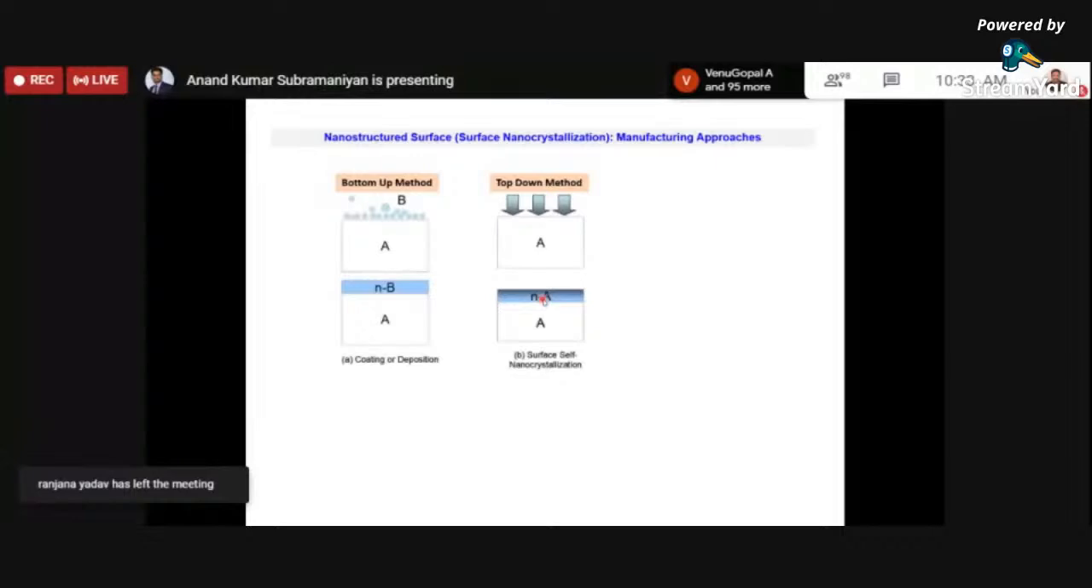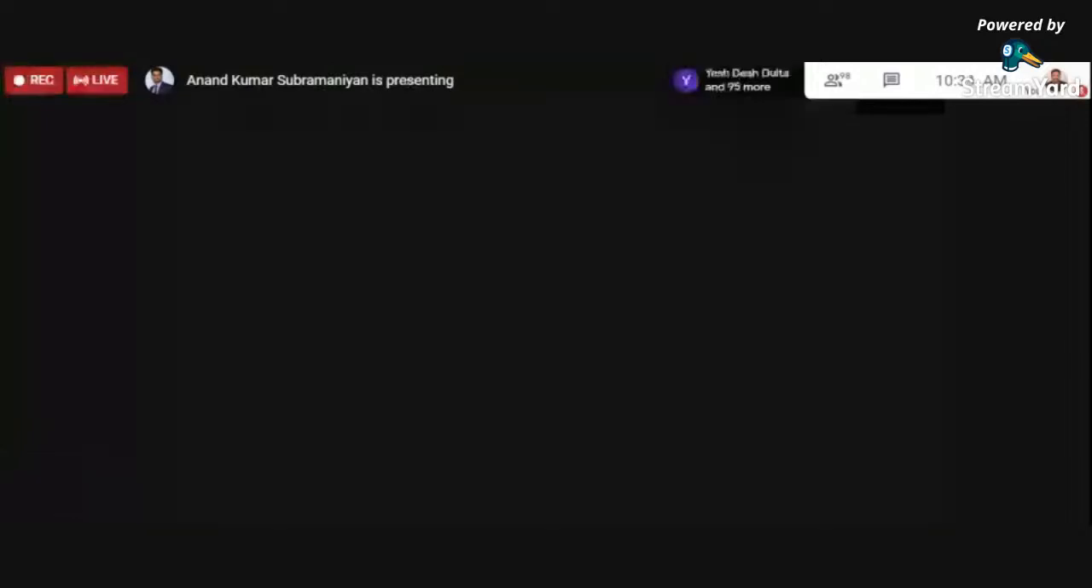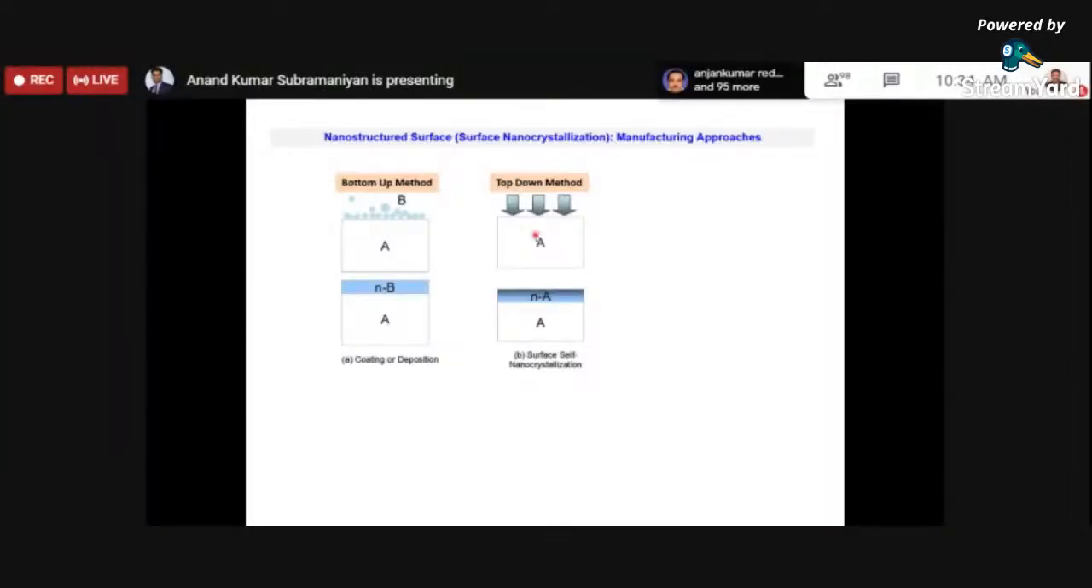grain size, right? So that we call the top-down method, and the name has evolved because we are employing a certain amount of mechanical loading and then breaking the bigger grains into smaller ones. That's why top-down method, right?